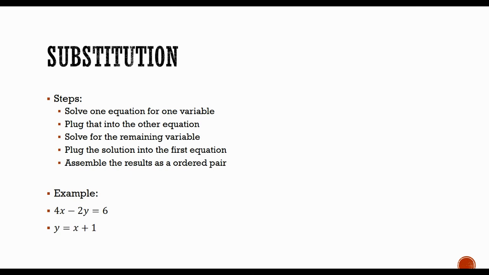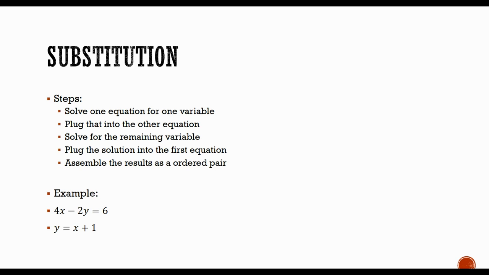So now let's try the substitution method. For substitution, your steps are to solve one equation for one variable, plug that result into the other equation, and solve for the remaining variable, because there should only be one at that point. Then plug that answer back into your first equation to get the last answer you need, and assemble your results as an ordered pair. So for our example, we have 4x minus 2y equals 6, and y equals x plus 1.